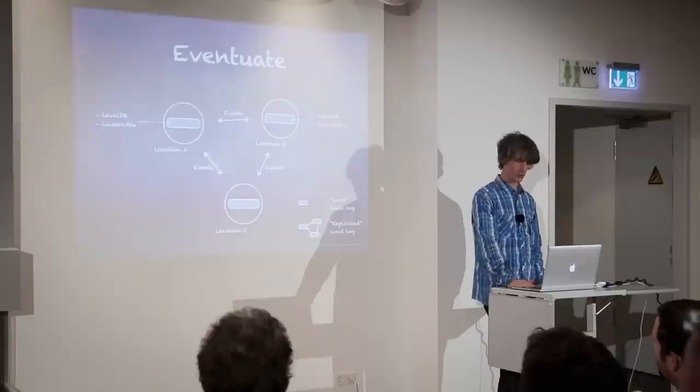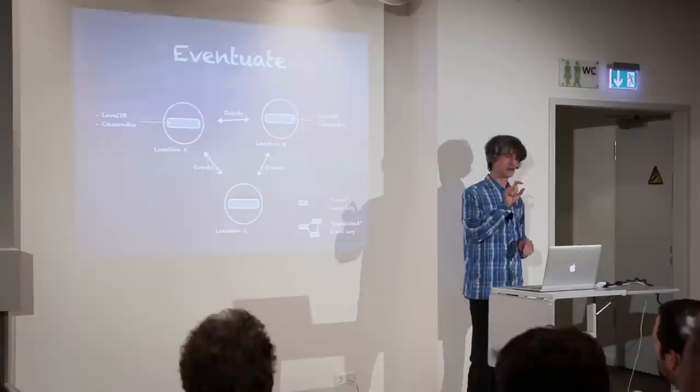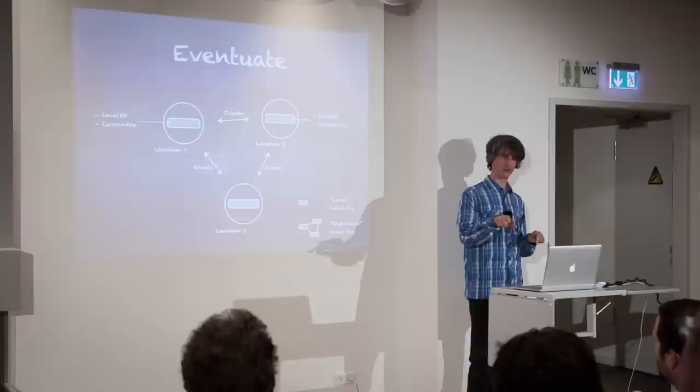Eventuate at the moment supports two different storage backends depending on the durability guarantees you need. If you need stronger durability guarantees, you will probably choose a Cassandra storage backend, where you have redundant storage of events within the location. But it's important to say here that the storage backend is not used to replicate events across locations. So here, let's say location A and location B both store their events in a Cassandra cluster. In this case, location A and location B have their own Cassandra cluster. The asynchronous event replication between locations is an Eventuate-specific mechanism.